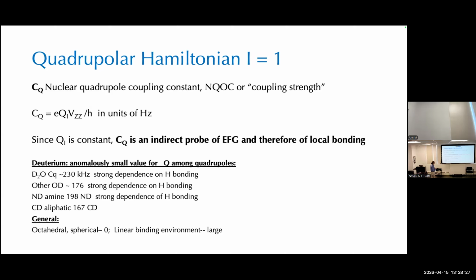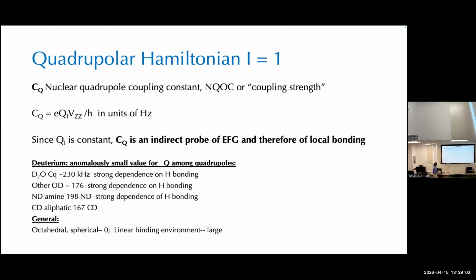Q is constant in this, so we think of this coupling constant as being an indirect probe of our bonding orbitals. So if somebody says to me, oh, that compound has a really big coupling strength, and this other one has a small one, I interpret that as a statement about the site symmetry of that species. Like how strong is the electric field gradient? And therefore, what kind of symmetry you have sitting inside in terms of its bonding.